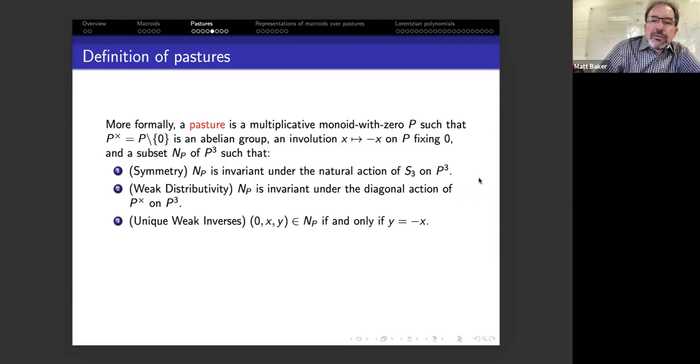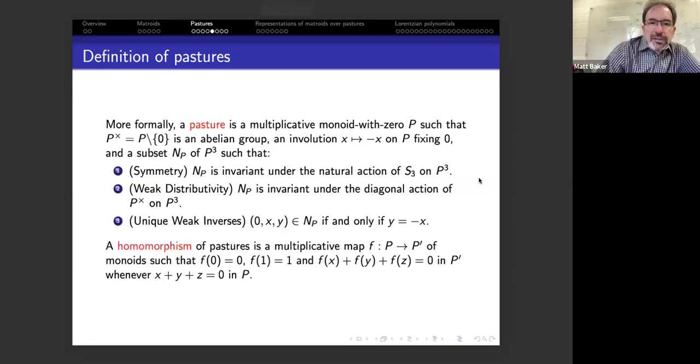And then this involution should have the property that 0 plus x plus y is 0 if and only if y equals -x. It's a little harder to motivate why we want that axiom, but it turns out to be very useful. And that's it. Those are all the axioms for a pasture. So it's actually very simple. There's no associativity property, for example, and no fancier version of distributivity here.